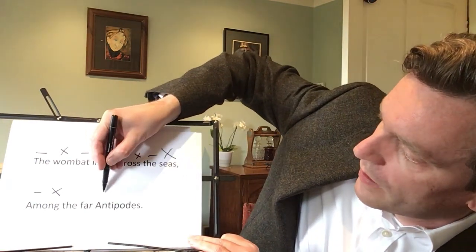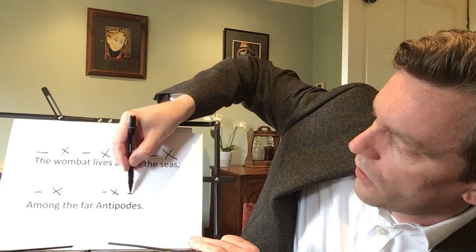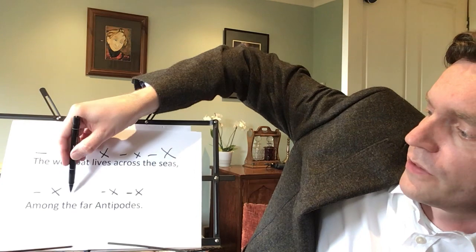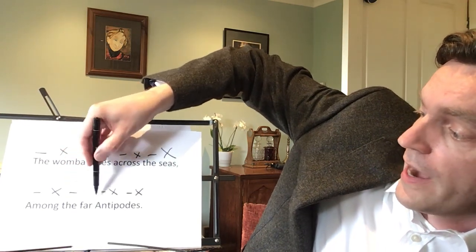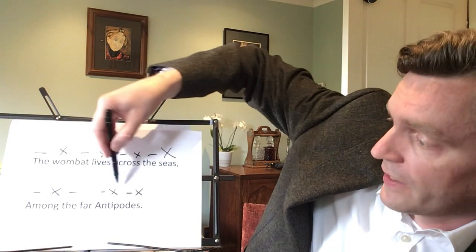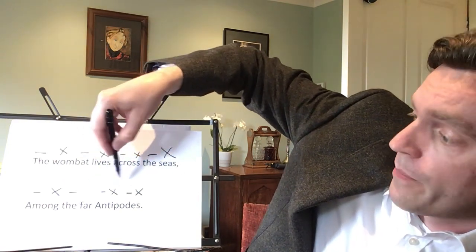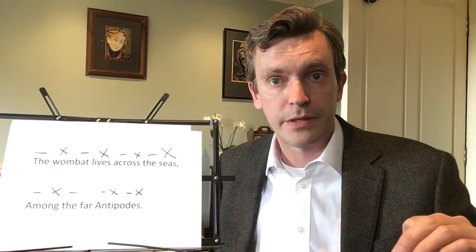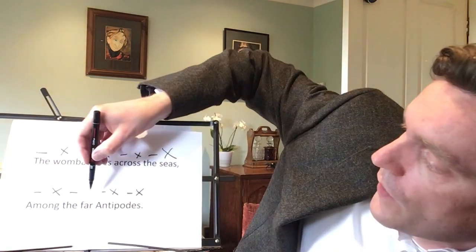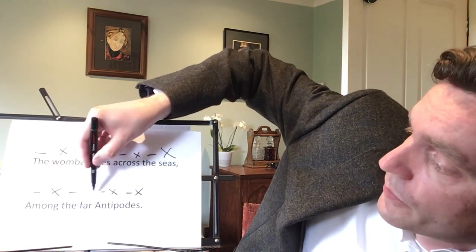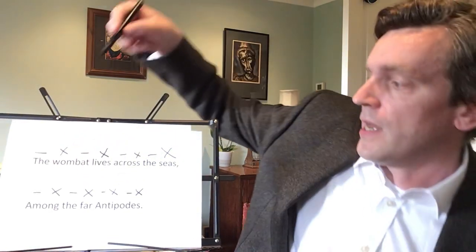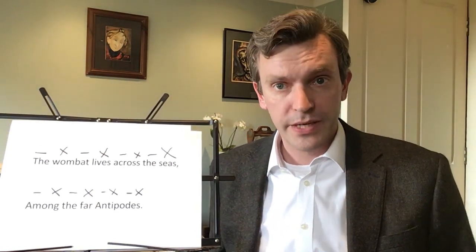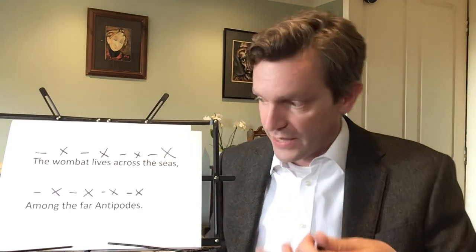So we go antipodes, like that. And here the is unstressed, because you very rarely stress the, and far is an adjective which happens to be sitting far away from any stresses. And we don't ever like in English to have too many unstressed syllables going on and on, because you need to stress something. So far, because it's between two unstressed syllables, gets a stress. And so quite naturally, you'd say these two lines as the wombat lives across the seas, among the far antipodes.